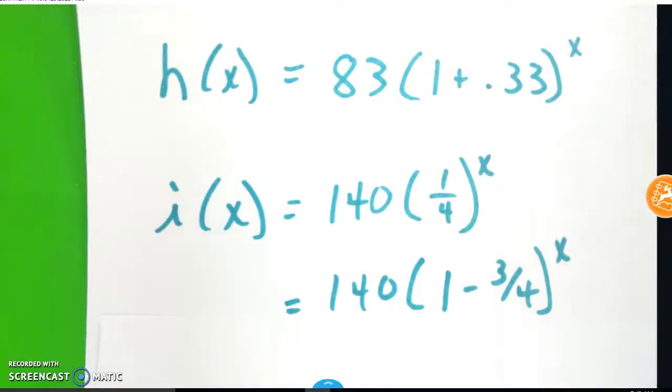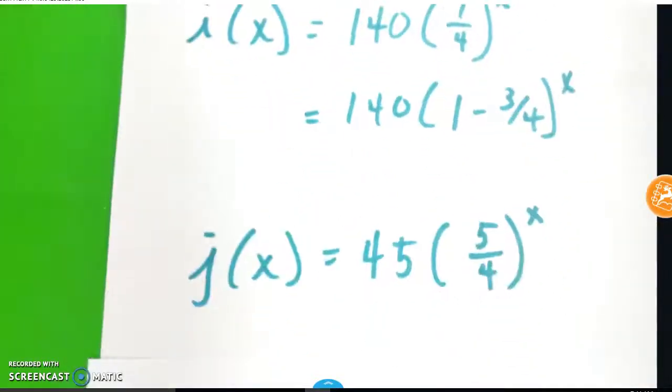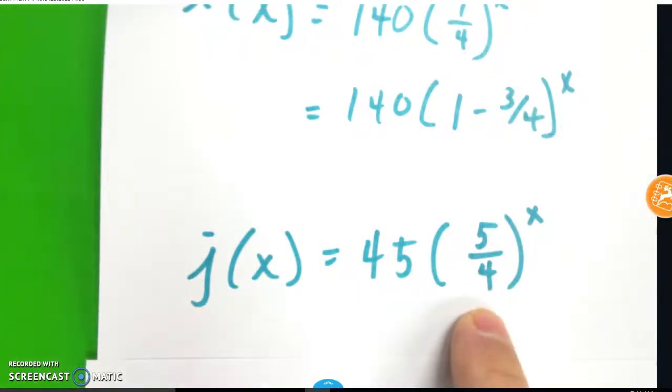And finally, just because you see a fraction for your growth rate, don't automatically think that it's exponential decay. Now, on this one, is the fraction greater than 1 or less than 1? Well, you might have taken my previous hint and figured out that 5/4 is greater than 1. If I wrote that as a decimal, it would be 1.25 or 1 plus 0.25. Bonus question, what is the growth rate? The growth rate here is 0.25 or 25%.